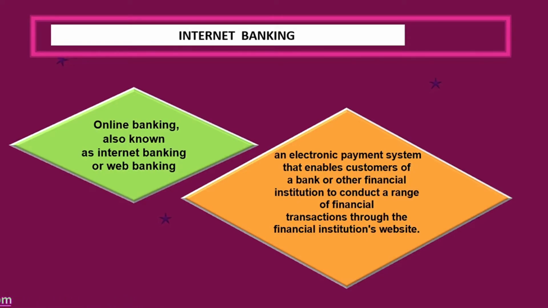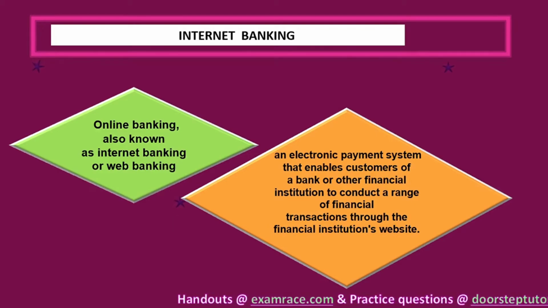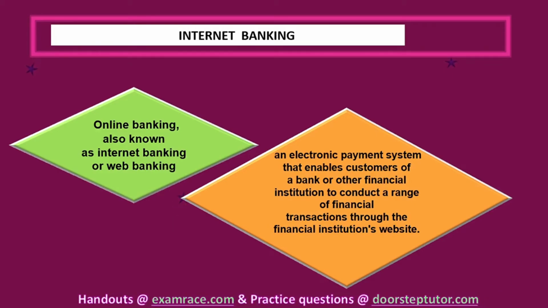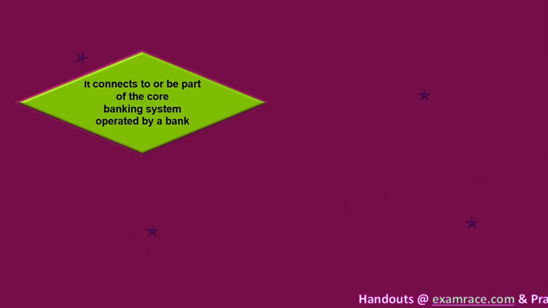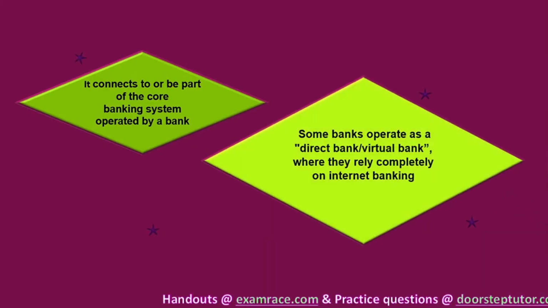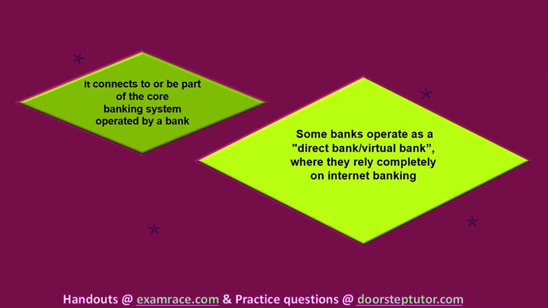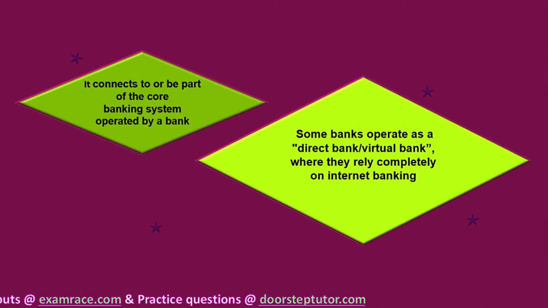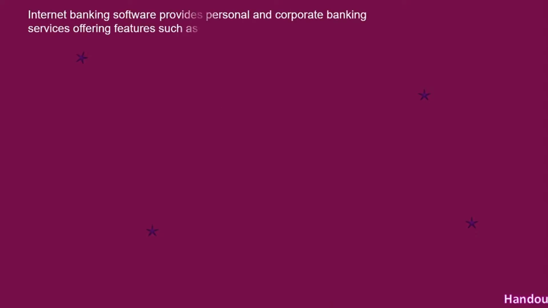Now in the mobile banking app, you have an app, SMS or USSD service. But here in internet banking, the important part is the website. Here the transactions are done using a website. It connects basically to the core banking system operated by a bank. Some banks operate as a direct bank, virtual bank, where they rely completely on internet banking.